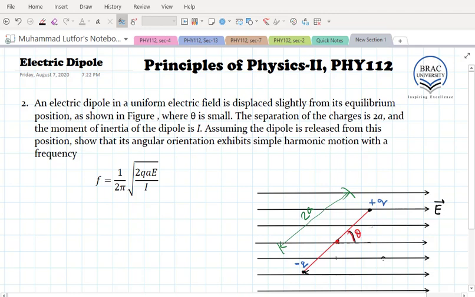Then if theta is very small, it is going to make an oscillation in that electric field, and the oscillation frequency f would be 1 over 2π root over 2qaE divided by I, where a is the separation from the center to one charge, E is the electric field, and I is the moment of inertia of that system. Fine, let's first find out.